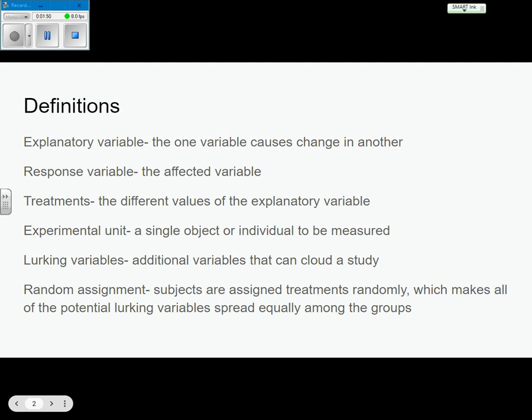Experimental unit, that's just going to be the individual that's in the study. So an experimental unit would just be one person, or if you're in a biology lab, it'll be one little white mouse, right? I don't know how they do studies on those, but.